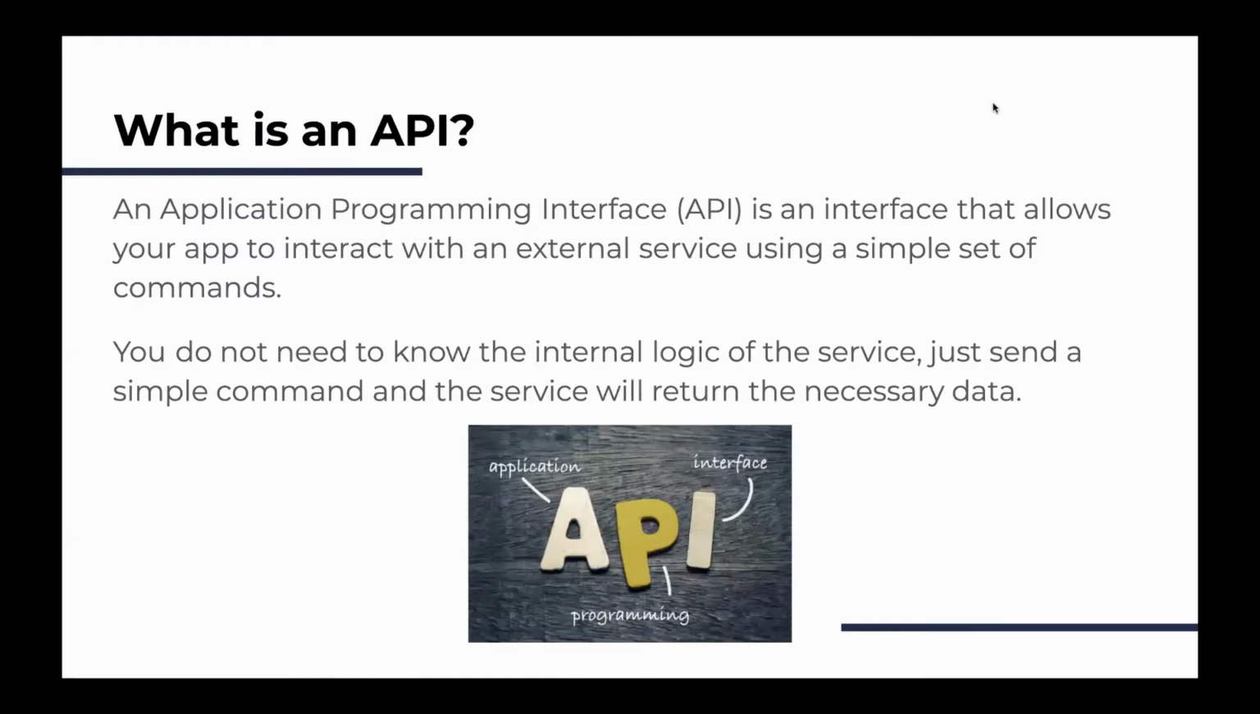So to start us off, what is an API? An API is an interface that allows your app to interact with another service using a simple set of commands. An important thing to note is that you don't need to know the internal logic or how the API works from the back end. All you have to do is send a simple command to the service and it'll return the necessary data.